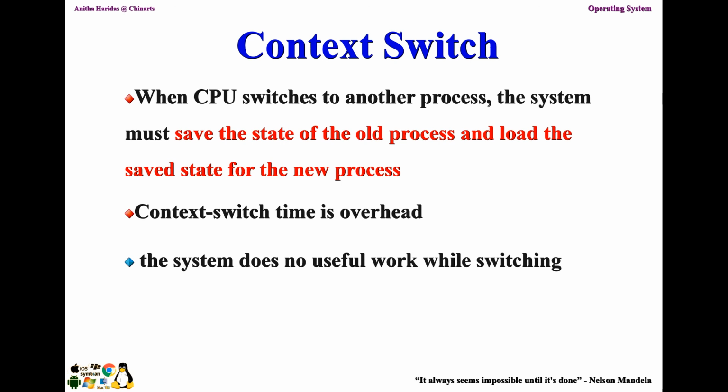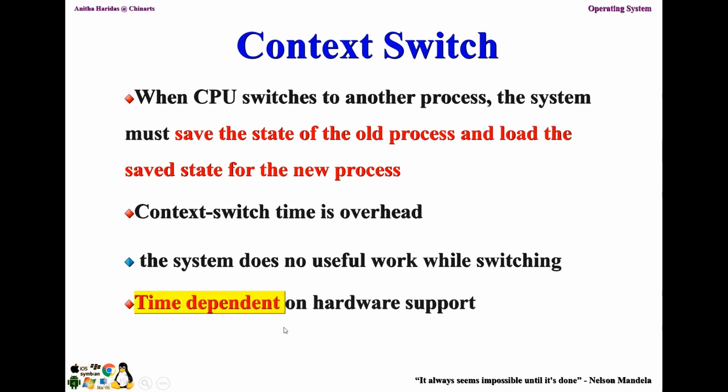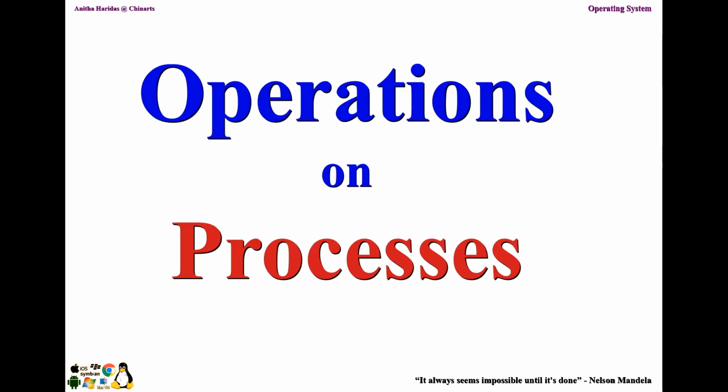So during that time it is not doing any useful work, and it is also dependent on the hardware support. For example, if you have only 16-bit data transfer, or only 8-bit data transfer, with such a low bandwidth data transfer, obviously it is going to take lots of time. So context switching is obviously a time dependent task, but the time depends completely on what kind of hardware support you have in the system, right? So these are the things we should understand in the case of process scheduling. Next we will be talking about operations on processes in the next session.